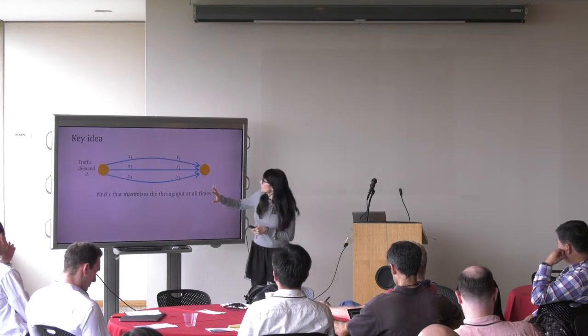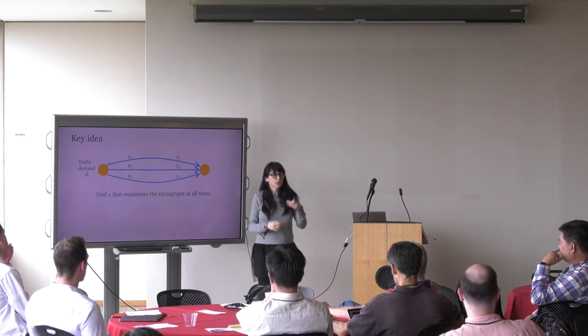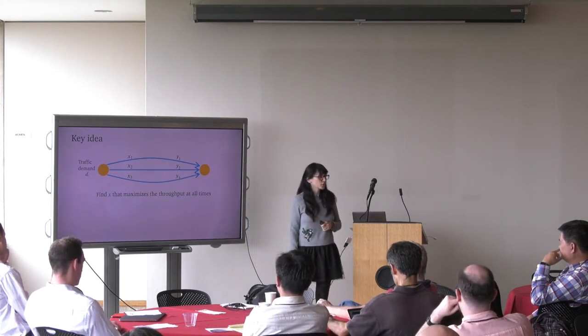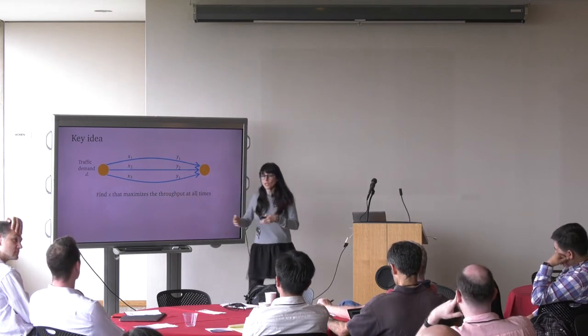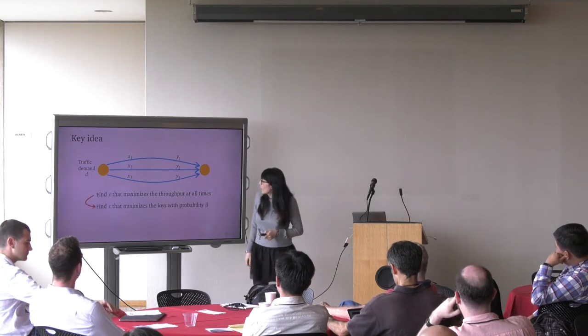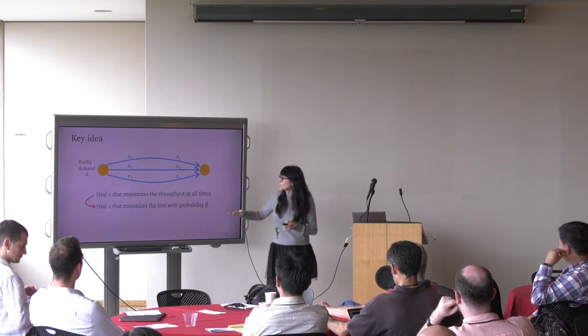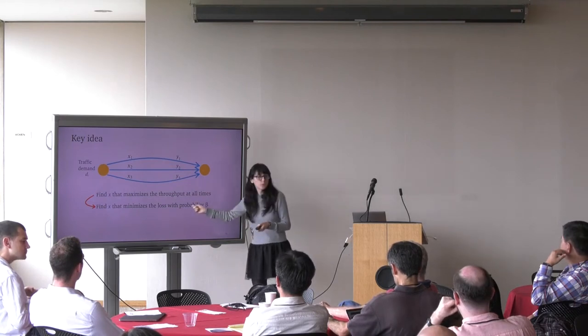And so the problem is the following. We want to find these values x's. These are the output of my traffic engineering optimization function, such that it maximizes the throughput at all times. This is what we're used to think of traffic engineering. And we're going to turn it into find these x values such that it minimizes the loss with some given probability beta.